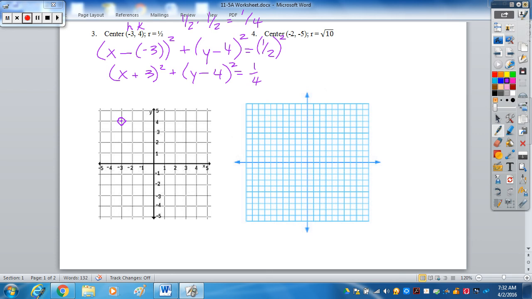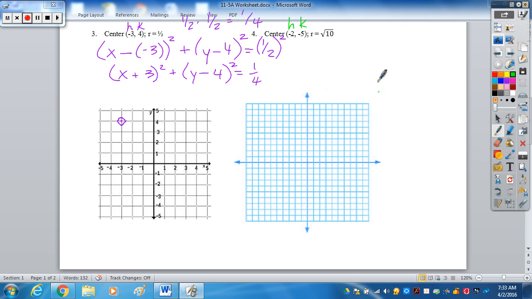Okay? All right, again, go ahead and pause your computer, see if you can do number 4 for me. Figure out what that equation will look like. All right, so the only real new component here is this square root of 10, and I really hope that you guys were able to do that part correctly.